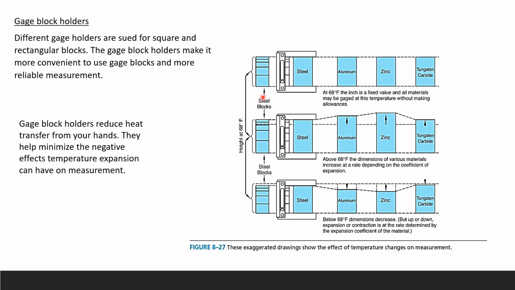So here is your stack of blocks. These are made of steel, okay? And the height is at 68 degrees Fahrenheit in this example. So you have your steel, aluminum, zinc, and tungsten carbide, okay? Different materials right there. This is just an exaggerated drawing showing the effect of temperature changes on the measurement.